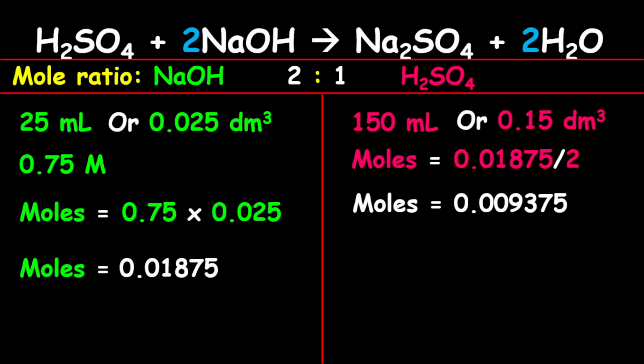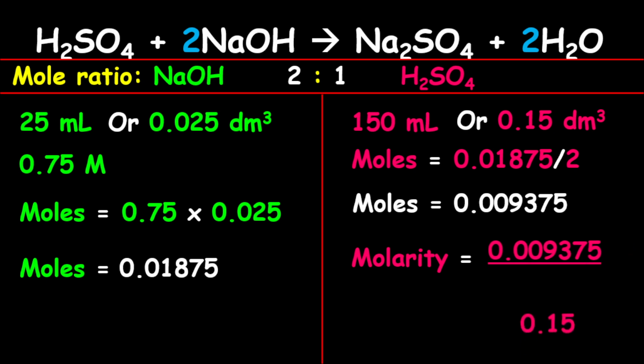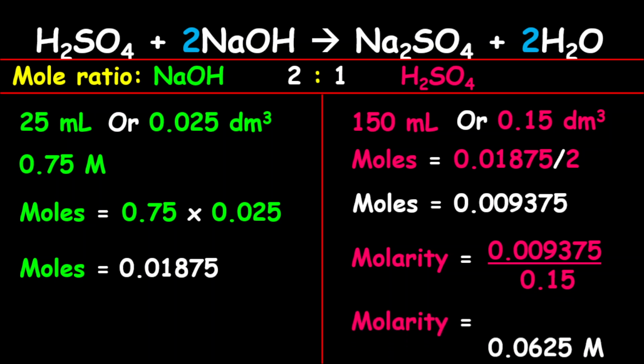So therefore, the number of moles of sulfuric acid is 0.009375. Now, since we have the moles and the volume, we can find the molar concentration. The molar concentration now is given as 0.009375 divided by 0.15. Therefore, the molarity of the sulfuric acid solution is 0.0625.